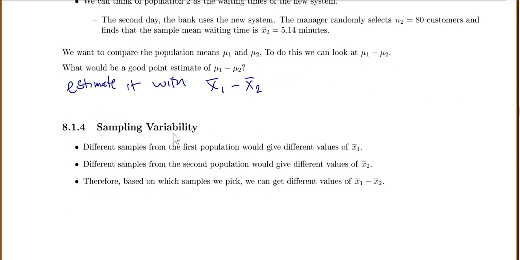Now remember, with sampling variability, different samples from our first population will give us different values of our first sample mean. And different samples from our second population give us different values of x bar 2. Therefore, based on which samples we pick, we'll get different values of our sample mean differences.